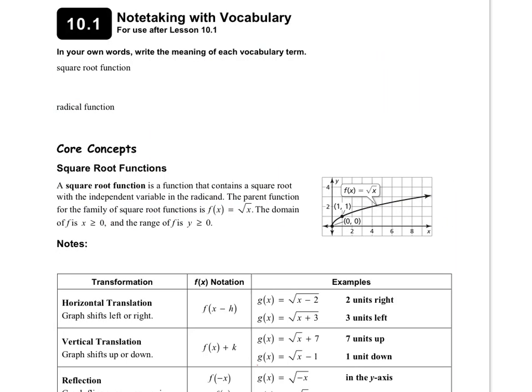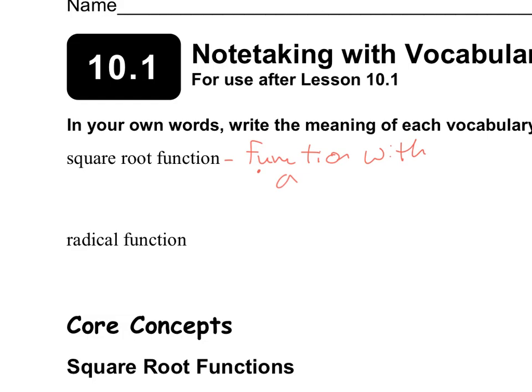Quick vocabulary: a square root function is a function with a square root. That's a tough one. Or more specifically, a function with a variable, let's say an x, in the square root.